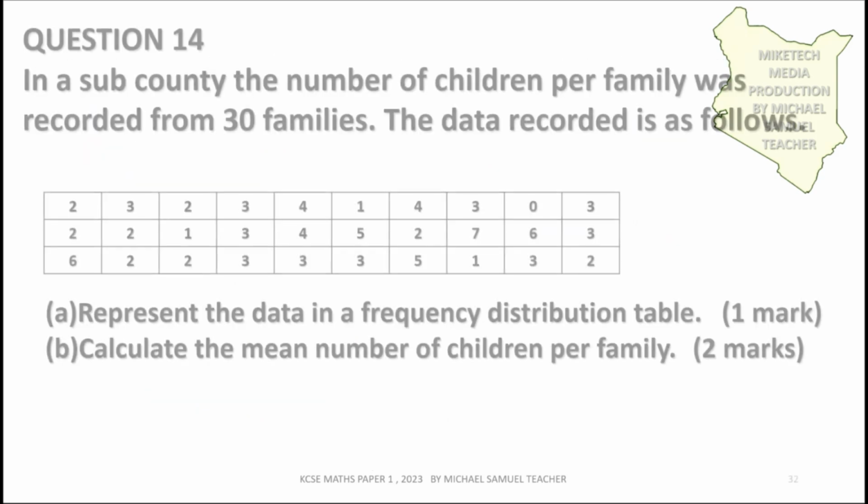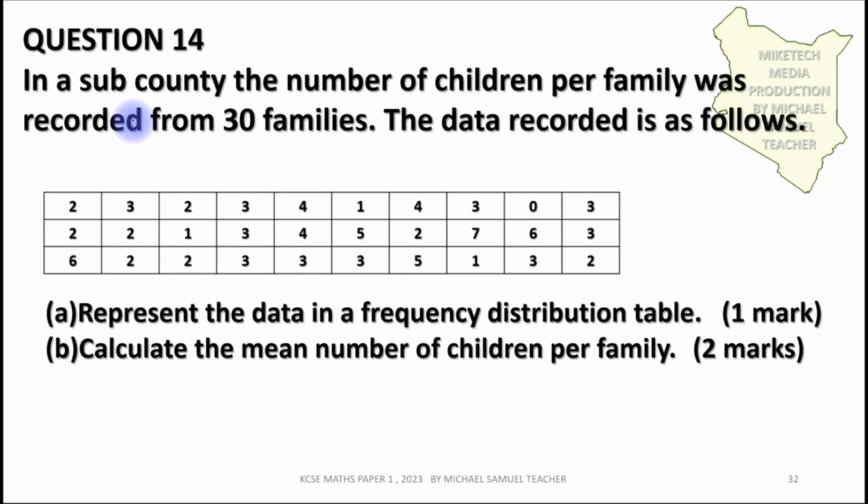Next, question 14. In a sub-county, the number of children per family was recorded from 30 families. The data recorded is as follows. So this is the data recorded. So part A, we represent the data in a frequency distribution table, and also we calculate the mean number of children per family.